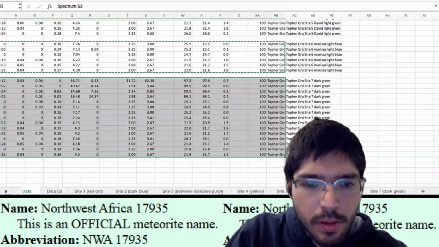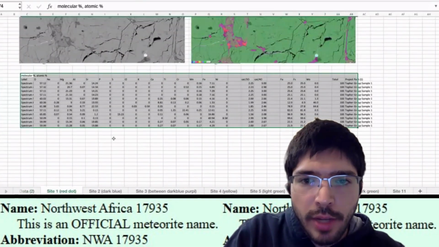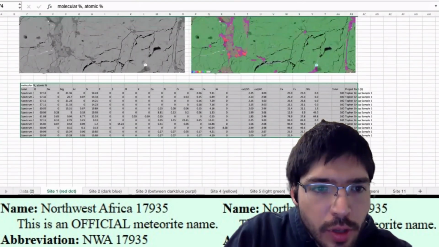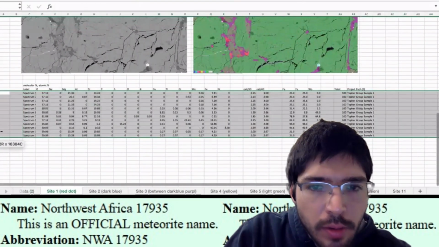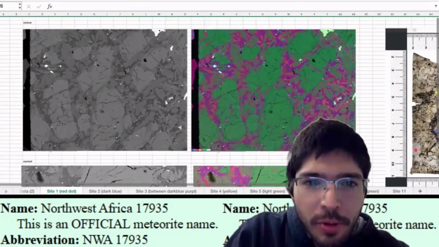Okay, so we're just about done. Let's just go site by site and see how the data looks. So what I first do here is, this is site one. This was Topher's red dot right here. This was his site right here. So we'll start with his.